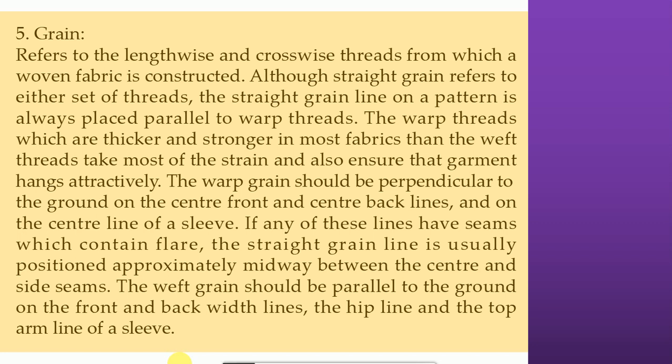The warp grain should be perpendicular to the ground on the center front and center back lines, and on the center line of a sleeve. If any of these lines have seams which contain flare, the straight grain line is usually positioned approximately midway between the center and side seams. The weft grain should be parallel to the ground on the front and back width lines, the hip line and the top arm line of a sleeve.